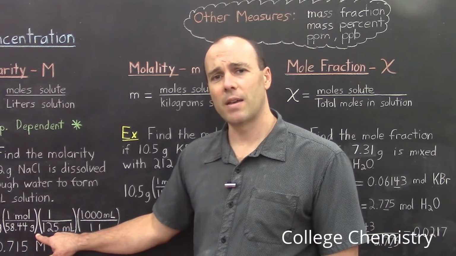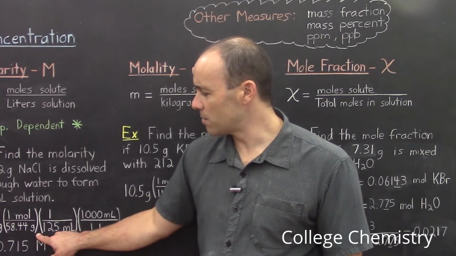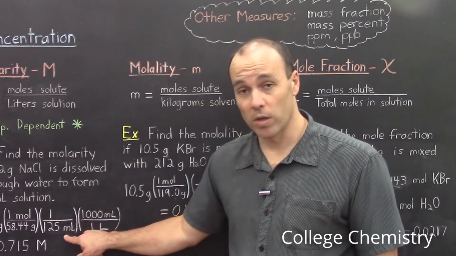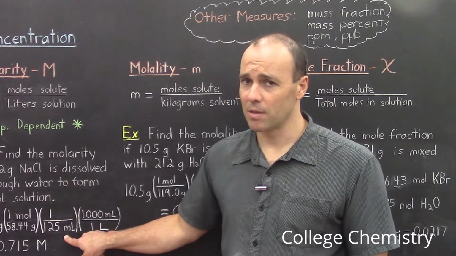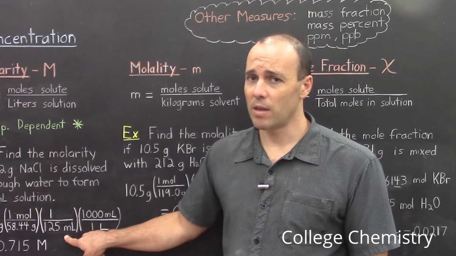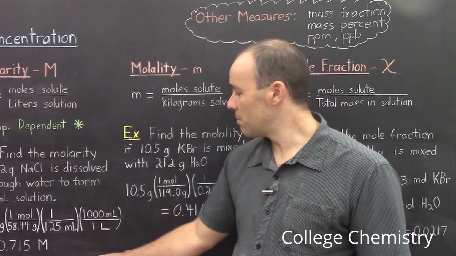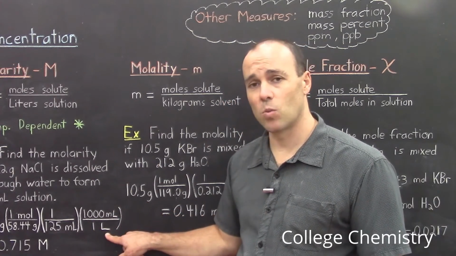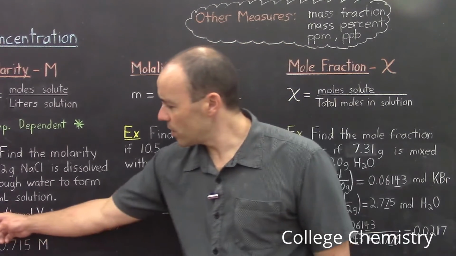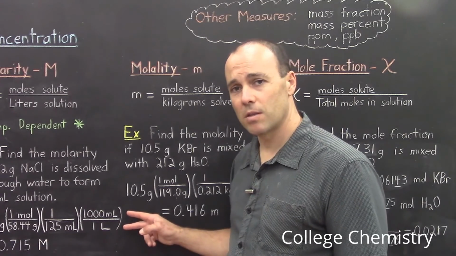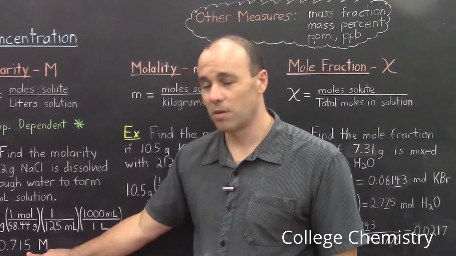So we need to divide by the liters of solution. So the first thing we do is multiply by 1 over 125 milliliters. That's the same thing as dividing by the milliliters of solution. And we can change that unit in the denominator to liters by the last conversion factor, which is 1,000 milliliters over 1 liter. So doing the multiplication, you can check your units, you end up with moles per liter. And you get 0.715 molarity.